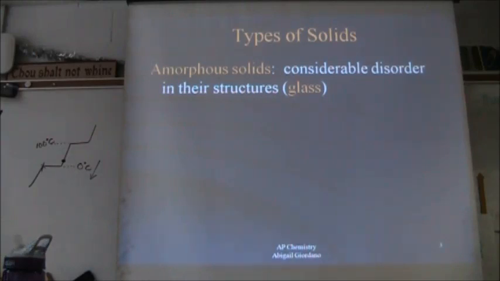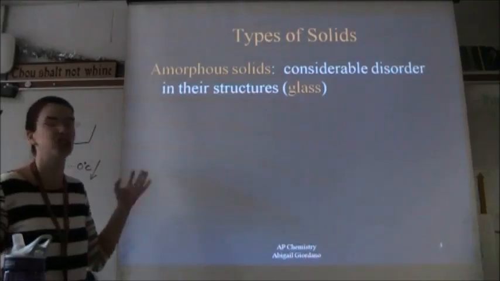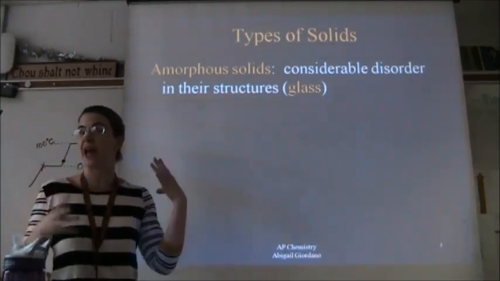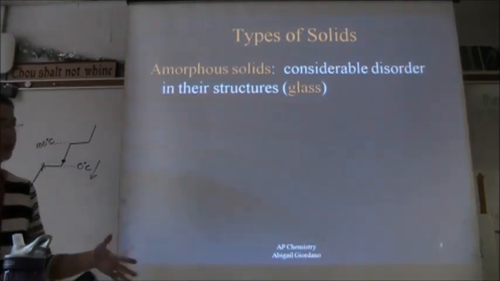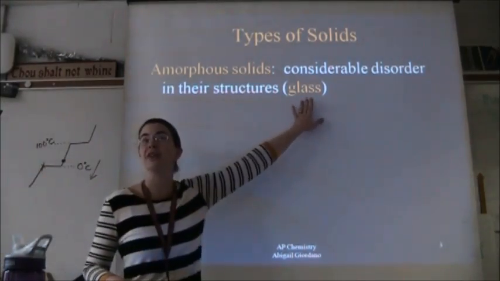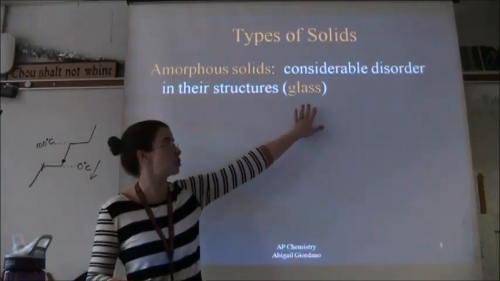Meaning if you were to look under a very powerful microscope and see what those solids look like on an atomic molecular level, you would see no organization. Just a mishmash of atoms and molecules. No pattern, no nothing. Glass is an example of an amorphous solid. No structure to it.